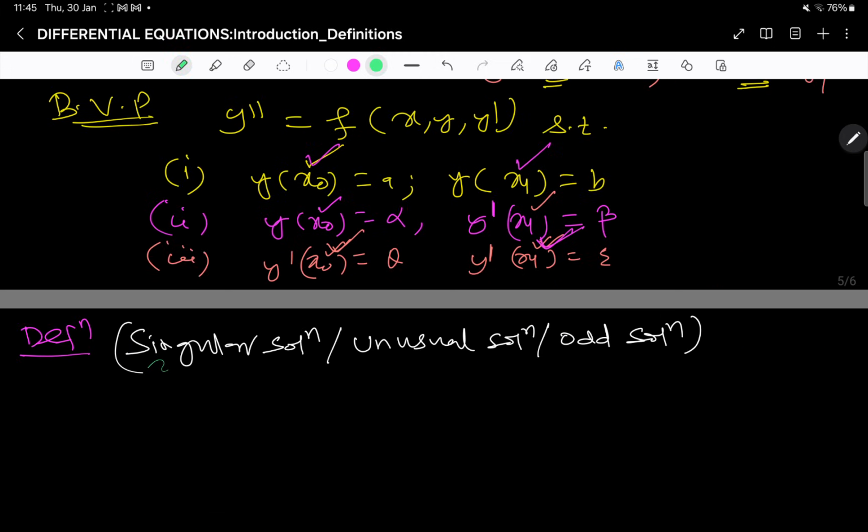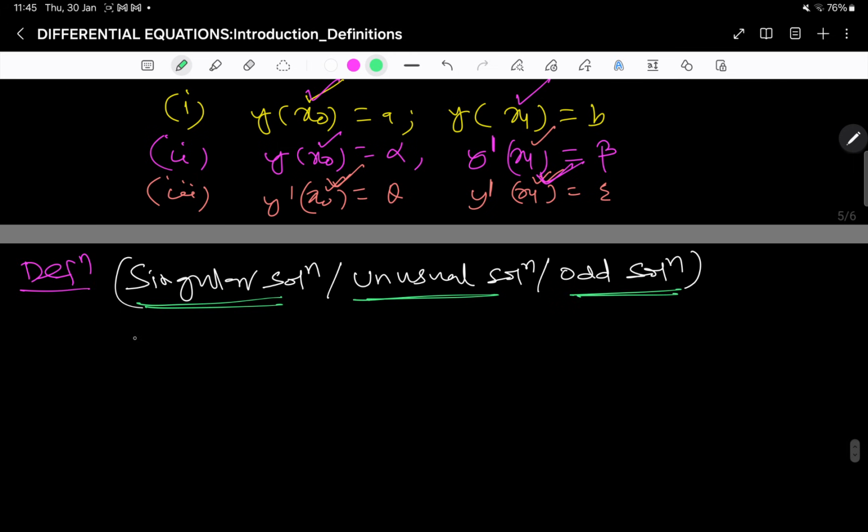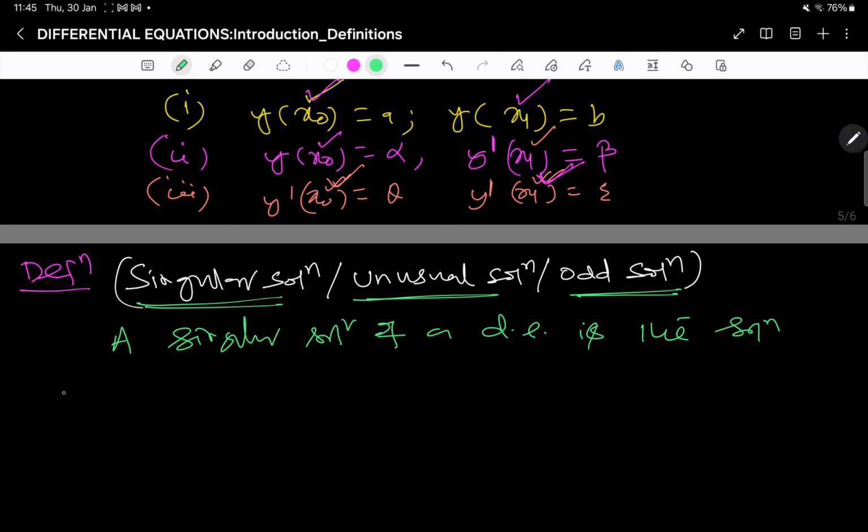Coming to another important solution, the singular solution. It is also called an unusual solution or odd solution. So what is the definition? A singular solution of a differential equation is the solution which cannot be obtained from the general solution.